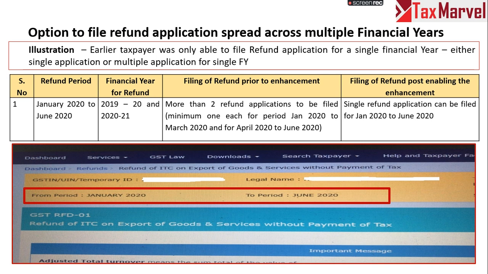So if this enhancement is not there, we have to file a minimum of two applications, one for 2019-20 and one for 2020-21. But now, if you can see, I have this screenshot where the refund period, January 20 to June 20, can be filed now. So a single refund application can be filed.